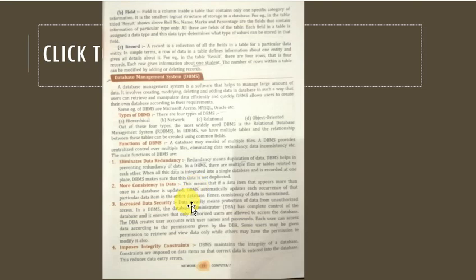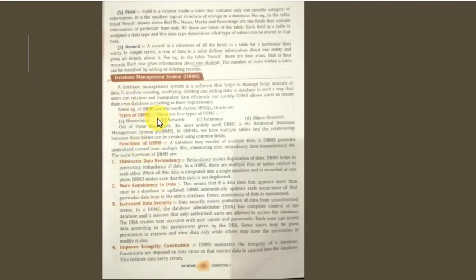All right, so next is functions of DBMS. This is the function of DBMS. A database may consist of multiple files. A DBMS provides centralized control over multiple files. So using DBMS, we can control the multiple files all together at one place, eliminating data redundancy, data inconsistency, etc.